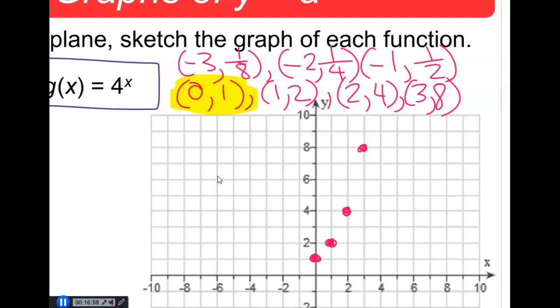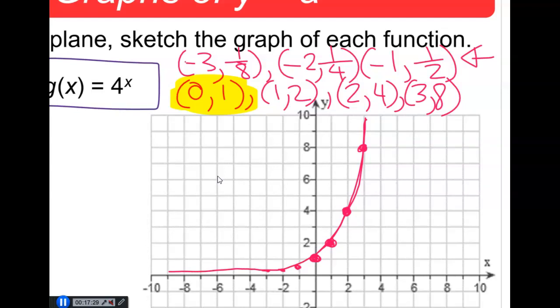Okay, and now let's go ahead and graph the ones here on the first row. So -1, 1/2, -2, 1/4, -3, 1/8. And so with those points, I'm going to go ahead and connect them. And don't make a straight line. They're supposed to be curvy.